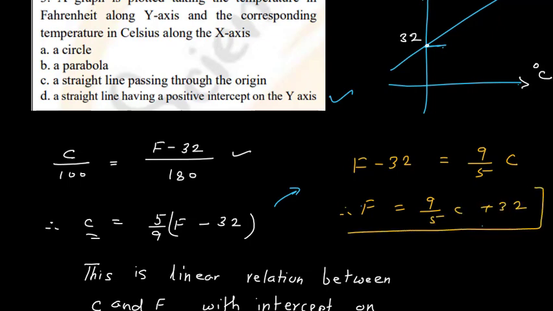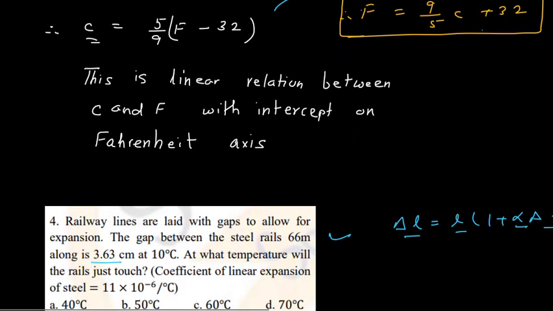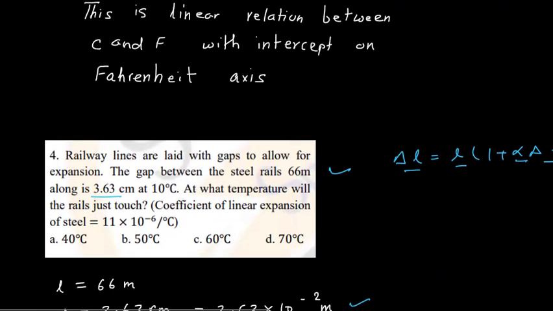So this will give you a straight line relation. So here the correct answer is, it is a straight line having positive intercept on the y-axis. Okay, some of the problems I have already worked out, so that here we can save time.